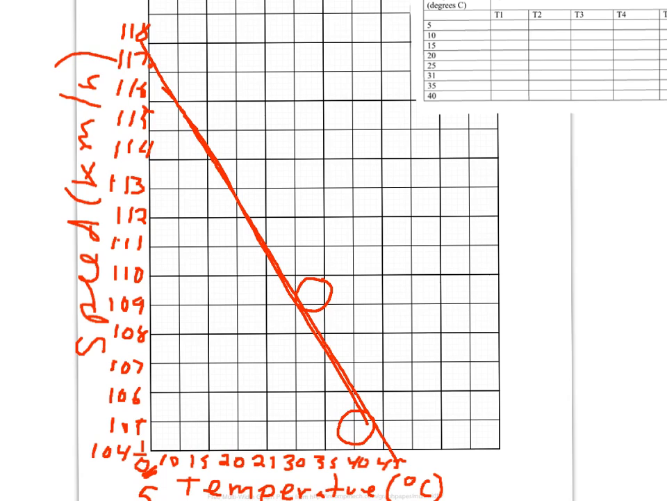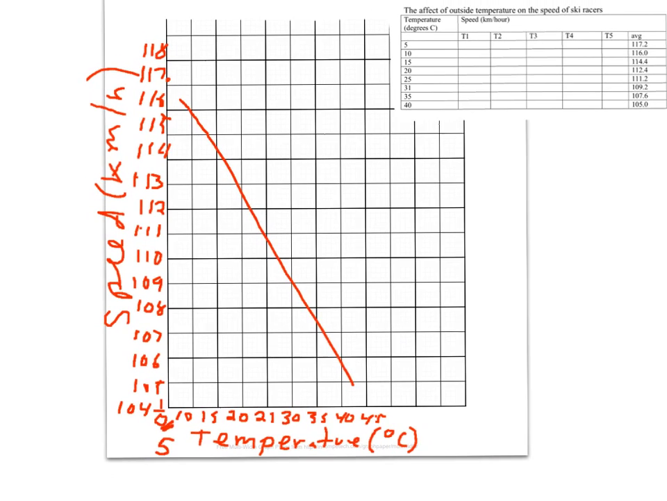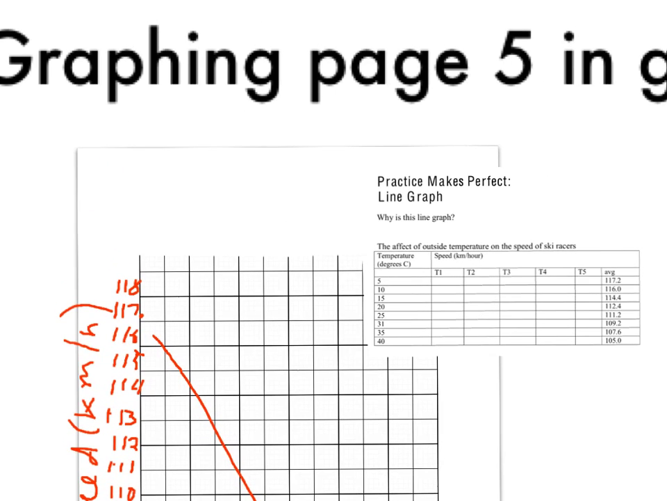The last thing we need to do is put a title up there, and your title should include your 2 variables. So your 2 variables were the temperature and the speed. So it's just like making a data table. It would be something like temperature versus speed. And so you could have a little more detail, like outside temperature versus speed of ski racers would probably be an even better title. So this was probably a little cumbersome, this video, getting used to the new technology, but hopefully it gives you an idea of how to graph.